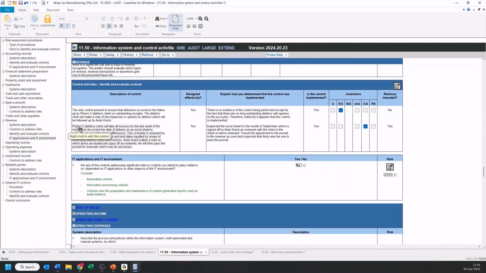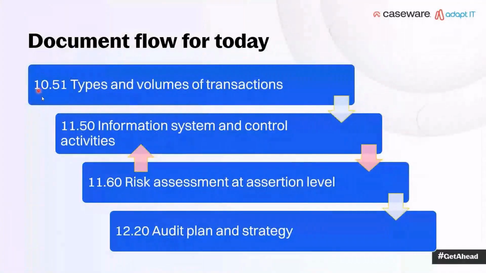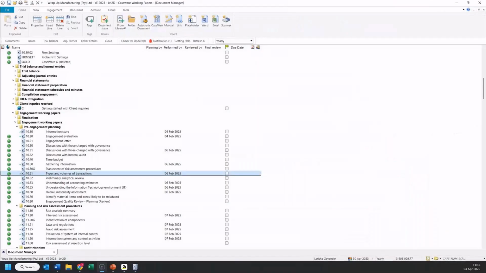All right, so that is then revenue, information systems, and control activities. If you think back to our slide, let me just show you the slide again. We've gone through types and volumes. We've gone through information systems and control activities. We've gone through the risk assessment. So what's left now is the audit plan and strategy. So that's 1220. Where do we find 1220?